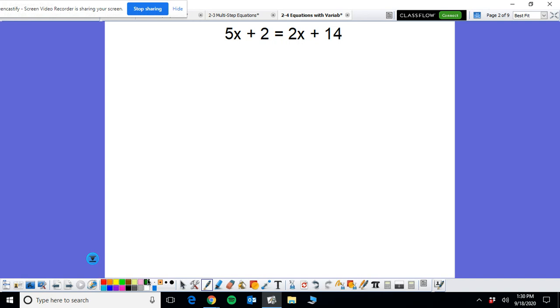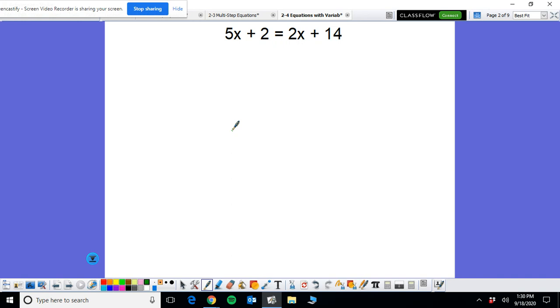What you should do, though, is that inverse operation stuff. And what that means is you're making things essentially disappear. So you've got a 2x here and a 5x here. It is actually your choice what you want to make disappear. It will work either way. There is no wrong answer, but there is an easier way.